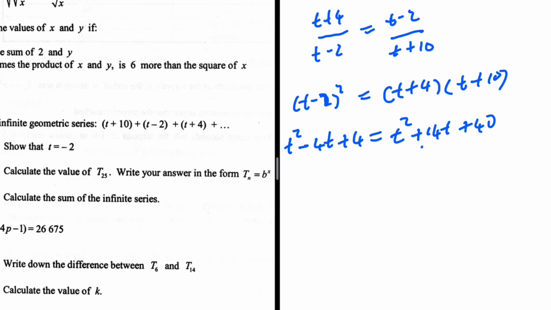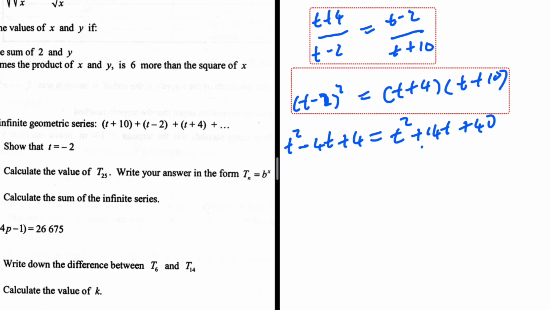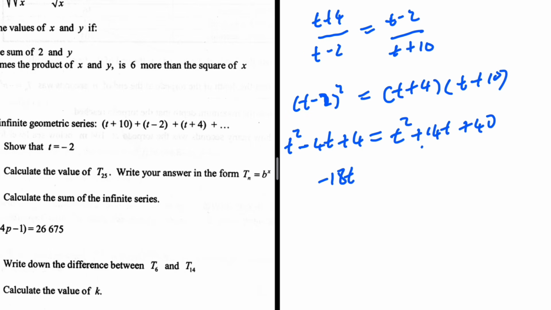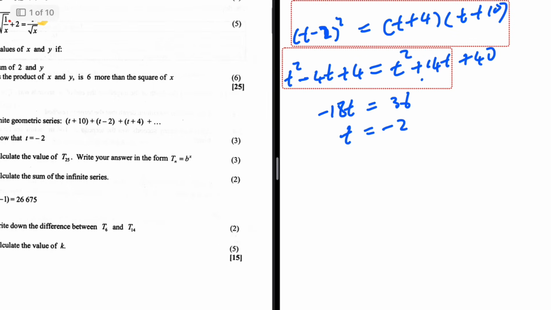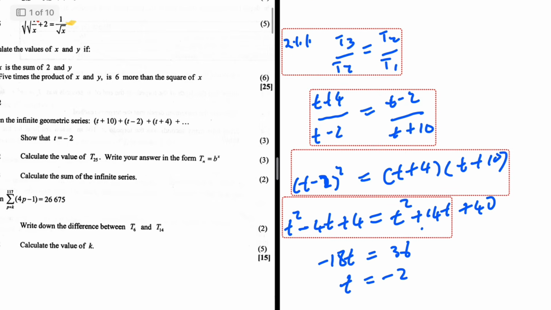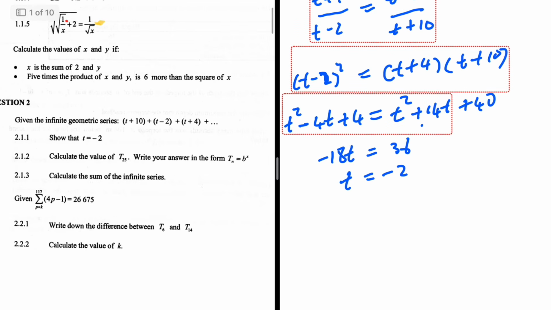So t squared and t squared cancel out. We get minus 18t is equal to 36. So t is indeed equal to minus 2. So there we go. That is 2.1.1 out of 3. I don't think I did too much there for 3 marks.